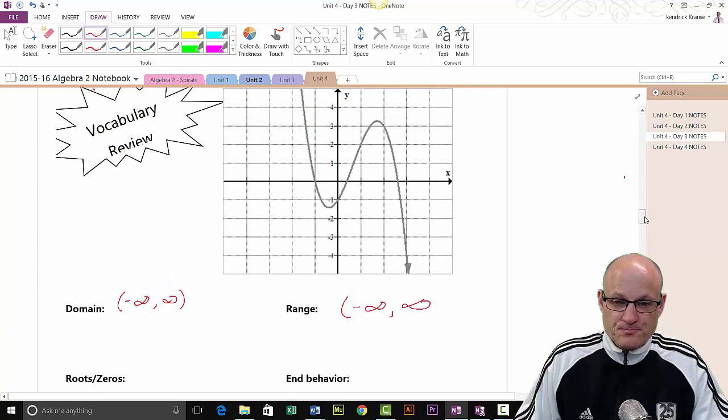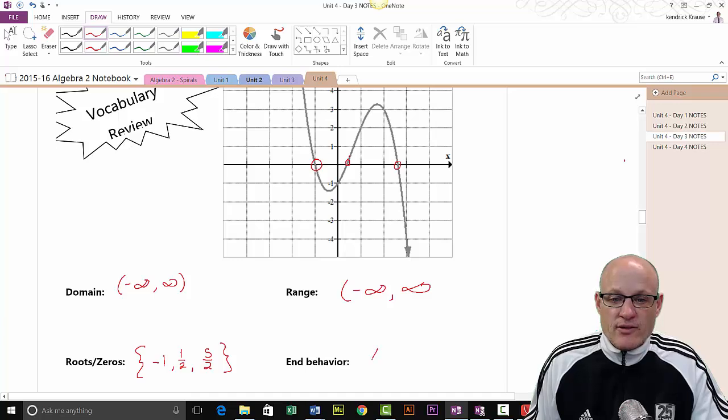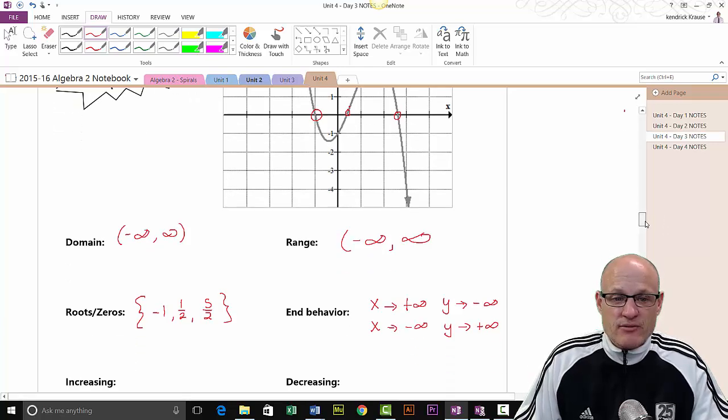Roots are zeros. It looks like we've got a root here at -1. It looks like we got about a half. And let's just go 2.5. So it's an estimate: -1, a half, and let's say 5 halves, or 2.5. End behavior. As x goes to positive infinity, y goes to -infinity. As x goes to -infinity, y goes to positive infinity. That's describing the end behavior.